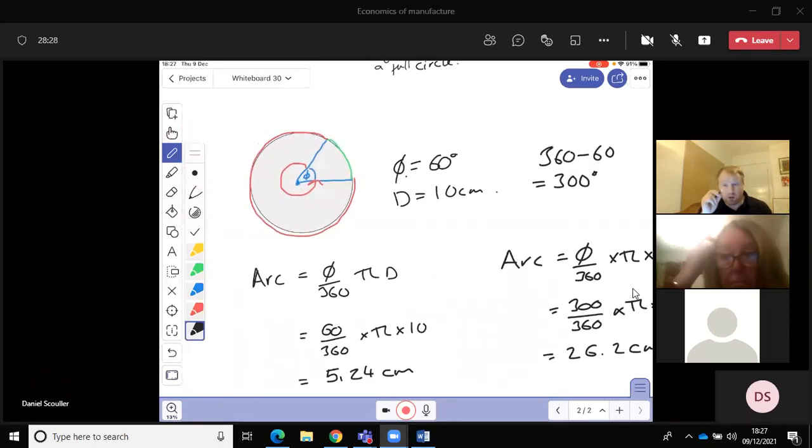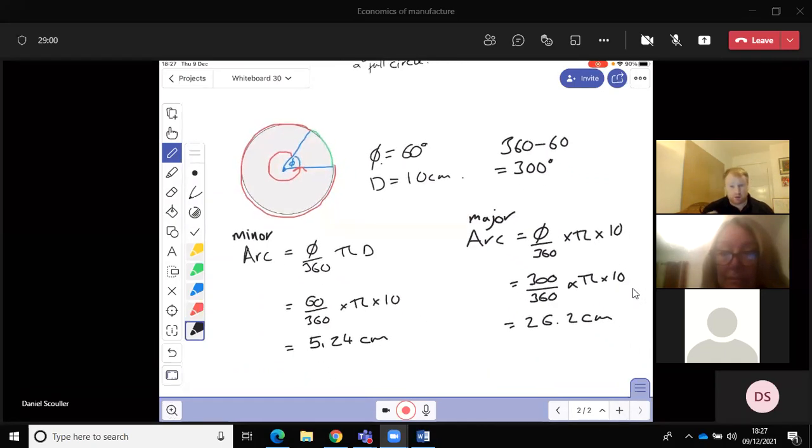Okay, so that small arc, the green line that we've got, is 5.24. That's referred to as the minor arc. And the big one, the red one, the 300 degrees, we'll refer to as the major arc. Nice and simple, reasonable terminology, nothing illogical there, and it makes sense. So that's the outside, working with the circumference, the pi d equation, and then finding that ratio.